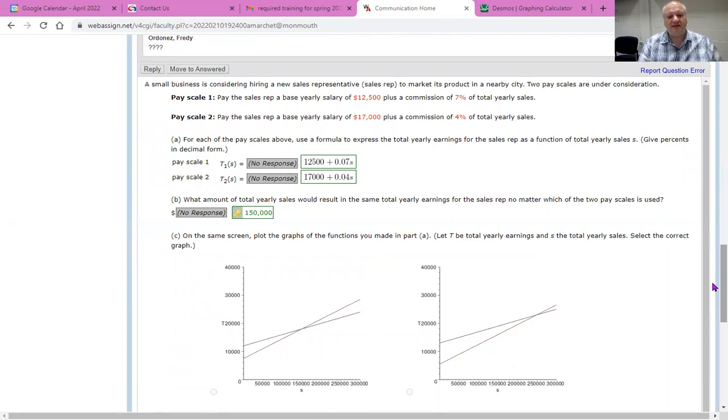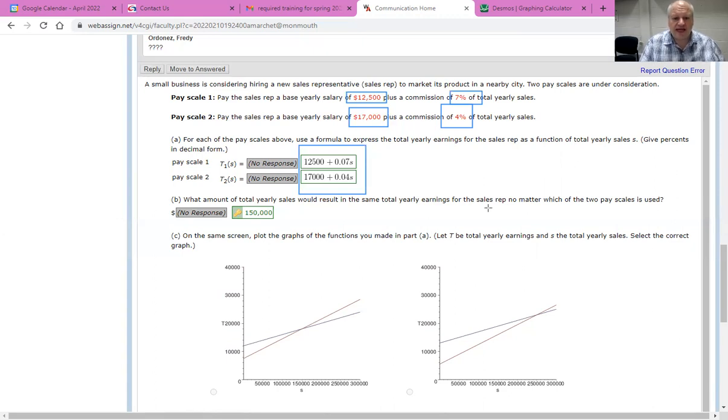Now, for each of the pay scales above, use a formula to express the total earnings. Take a close look, friends. It should be clear to you knowing those ideas. You're going to get 12,500 right off the bat, plus 7% of all of your sales. If your sales is S, then it looks like this in the story. Same thing goes here, 17,000 base, plus 0.04 times the sales S. So for part A, I hope that that's clear. That's how you would figure those out, okay?